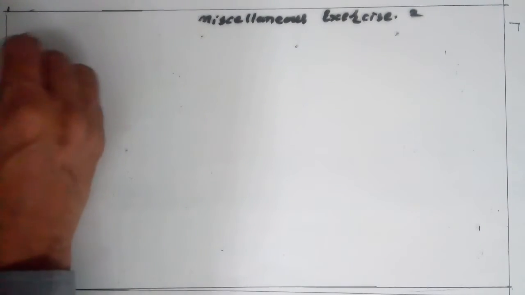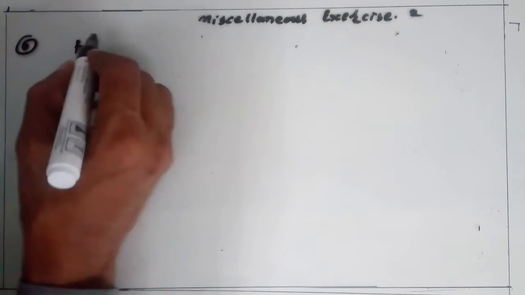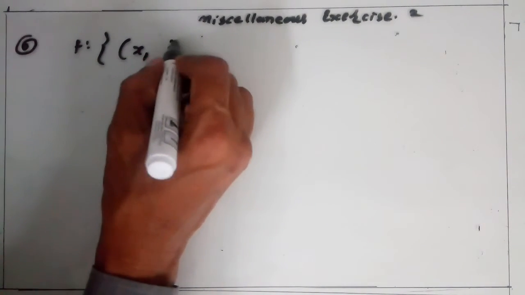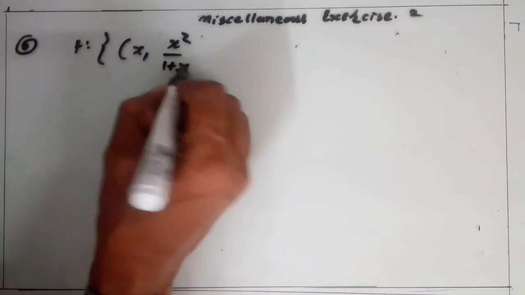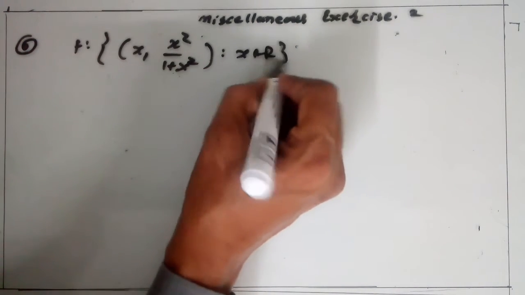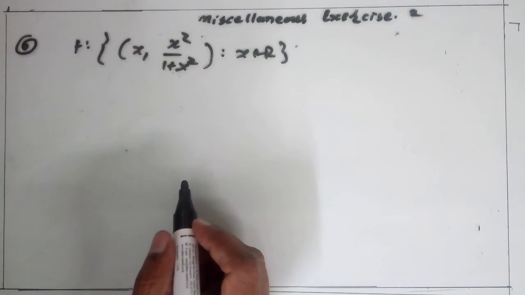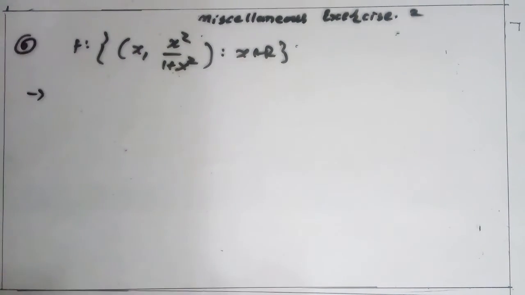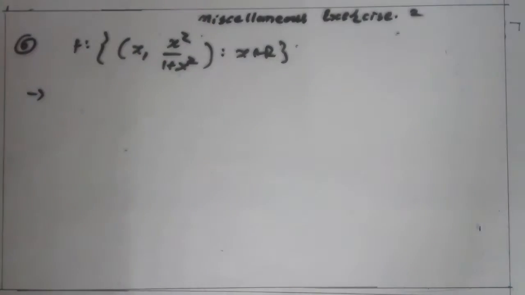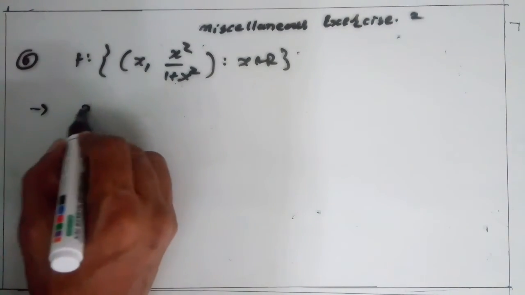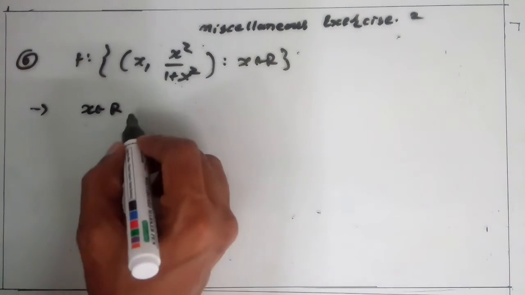Now question number 6. Let f(x) = x square upon 1 plus x square, such that x belongs to R, be a function from R to R. Determine the range of f. Here x belongs to R is given.